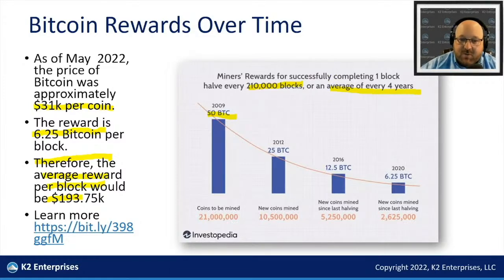Now, if you were a super early adopter and you got that 50 Bitcoin and you held on to it and you kept the current fair market price as of today, let's say you never sold one, you could see how it could come into a ton of money. Solving one block would be over $1.5 million.